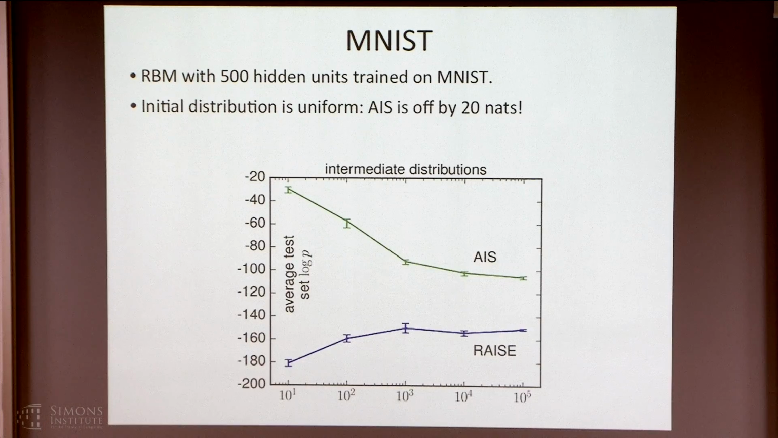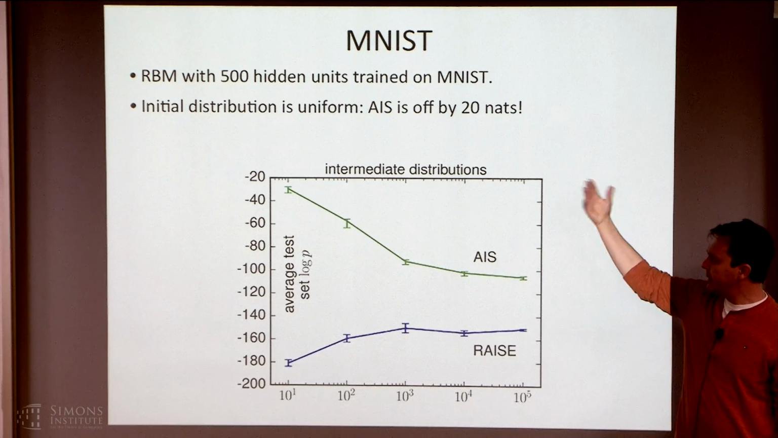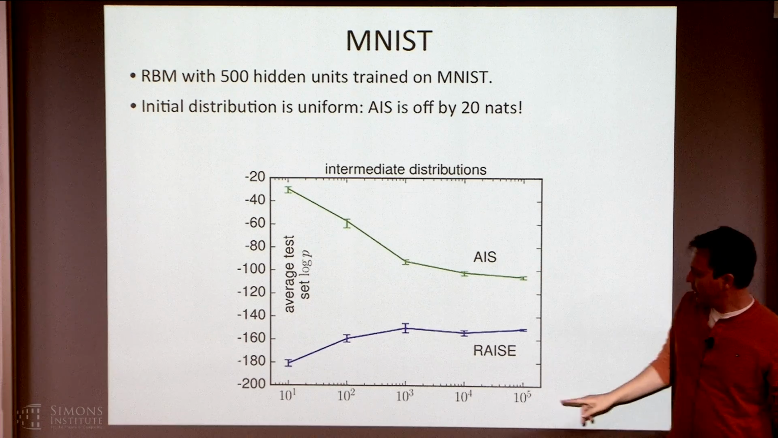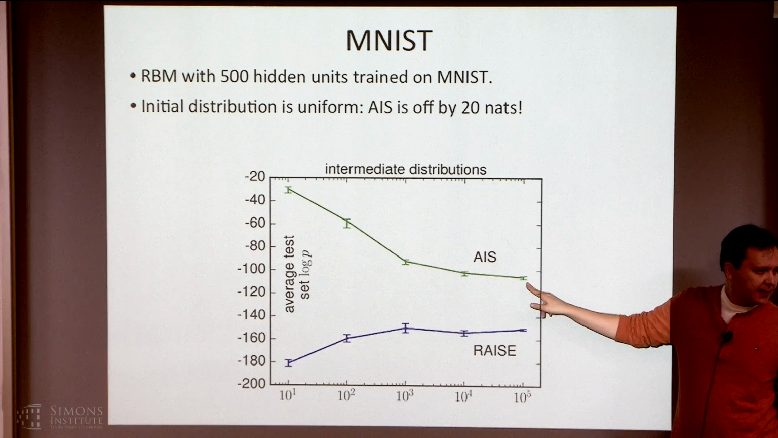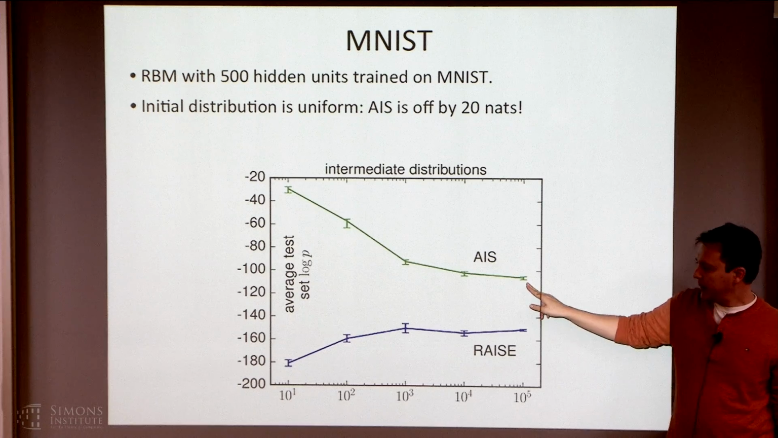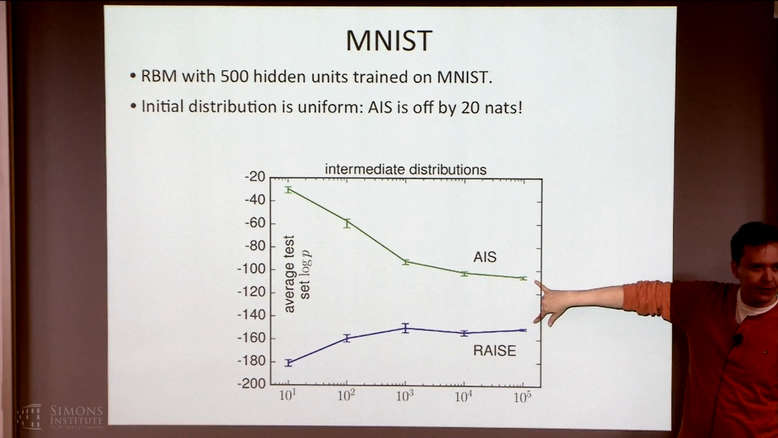Let me show you an example on MNIST. If we take an RBM model with 500 units and train it, as you increase the number of intermediate distributions, this is what the AIS estimate gives you, and this is what the lower bound gives you. So there's a gap there.